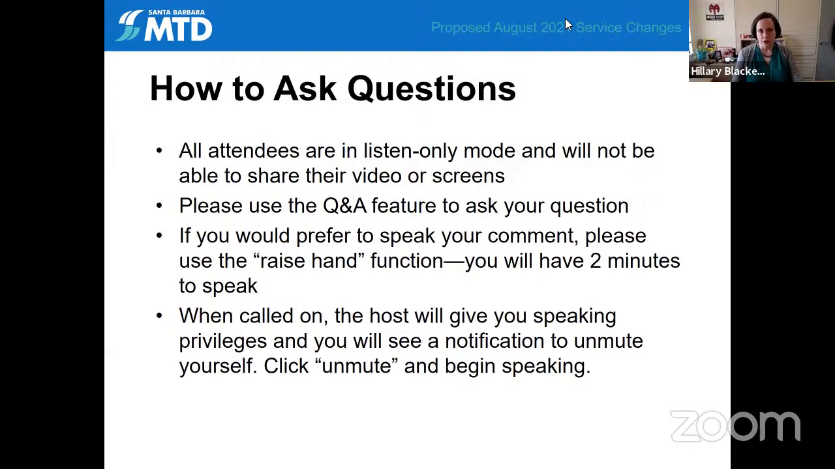So first off, I'm going to go to the Q&A, and it doesn't have to be a question, it can be a comment. I had a question that says, can the line 36 become a peak service route like the line 10 was? Because most people use line 36 to go to school.